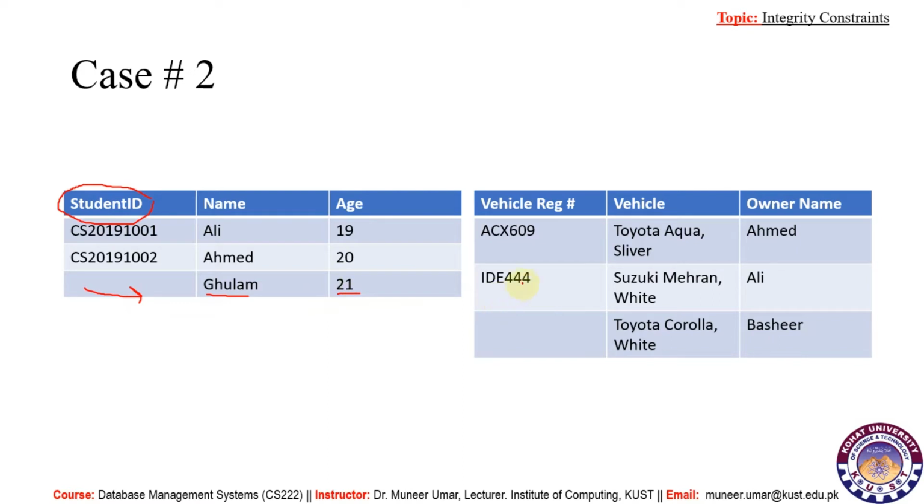Here in the case of vehicle, we don't have a value for the primary key attribute, so this vehicle cannot be searched in the database table. It cannot be uniquely identified, so this is also an issue.